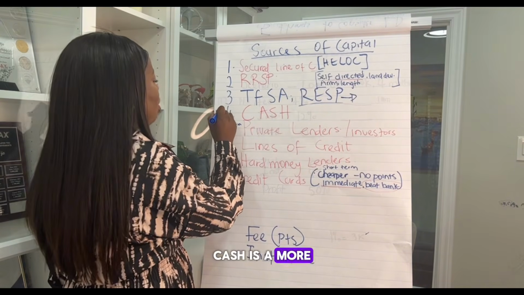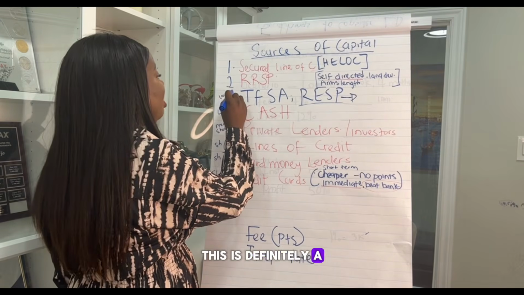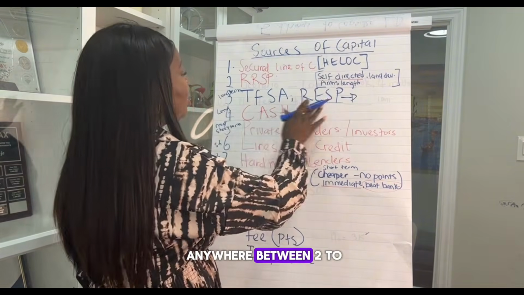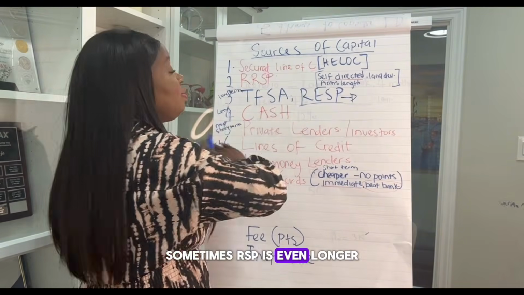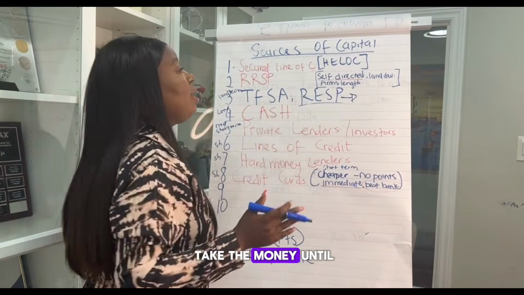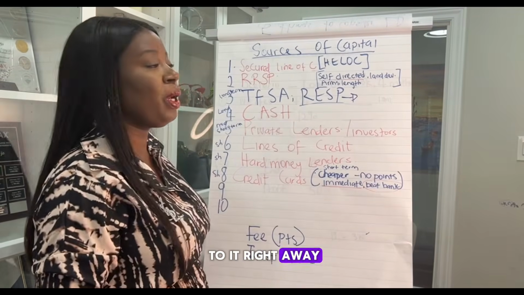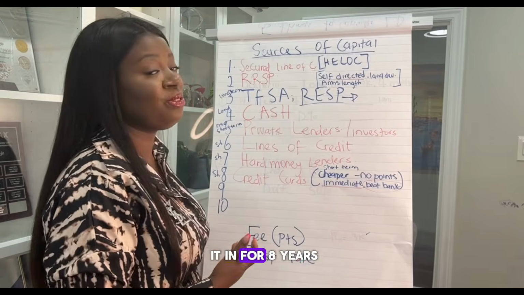Cash is more of a long term for me. This is definitely longer term. When I say longer term for this one, I even mean anywhere between 2 to even 5 years sometimes. RESP is even longer. If you want to take the money until I plan to retire, I don't need this money, I don't need access to it right away. So you can use this if you find a very good deal. I don't mind locking it in for 8 years.